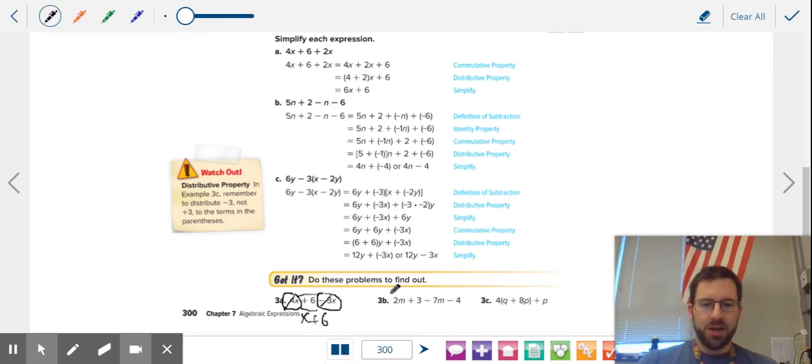Over here we have 2m. I'm going to draw lines for this one, since I did that before. 2m minus 7m is negative 5m. Cross them off. 3 minus 4 is negative 1. And you could have written this with plus a negative 1, or you just write it as minus 1. I prefer minus 1. It takes less time.